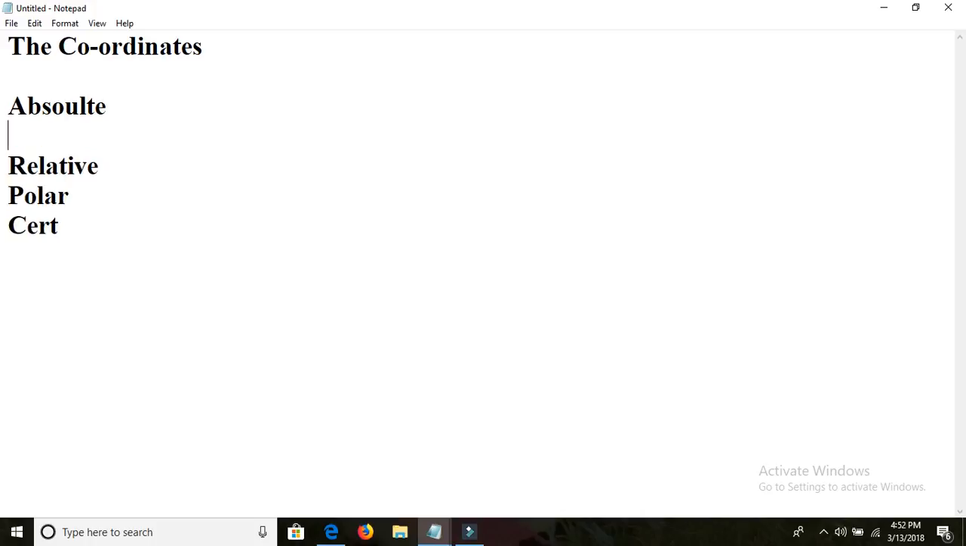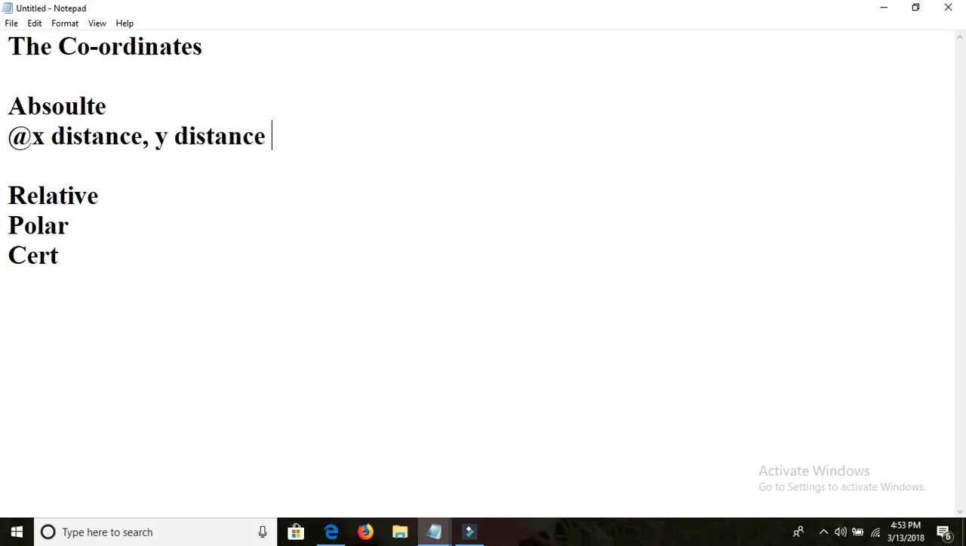Let's see what the meaning of absolute is. See friend, the absolute syntax is at the rate of x distance, comma, y distance. We are talking about 2D, so I wrote only x and y. If we were talking about 3D, we would write x, y and z also. The at the rate symbol defines the coordinate values, so we need to give the initiating at the rate symbol.